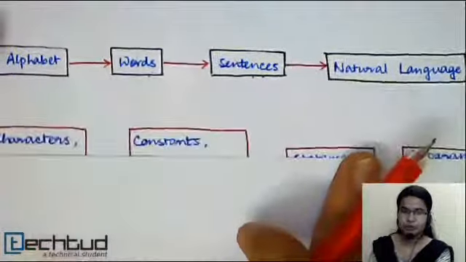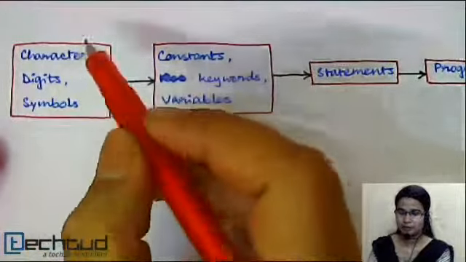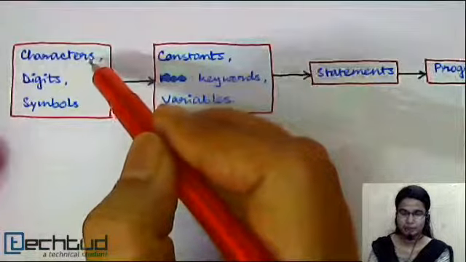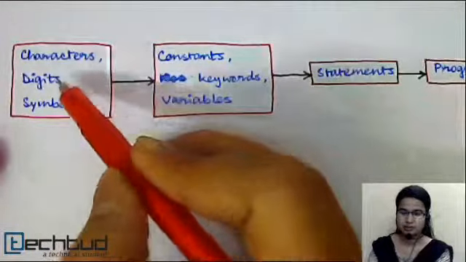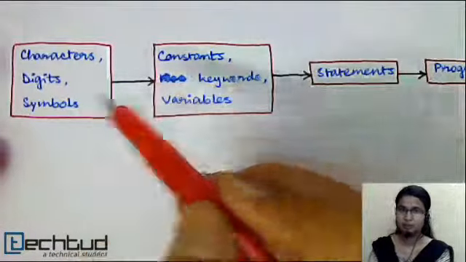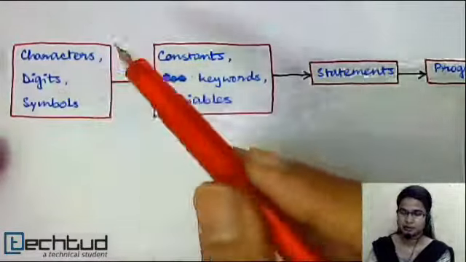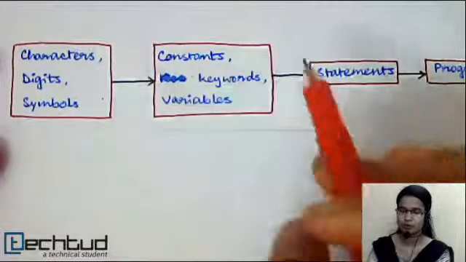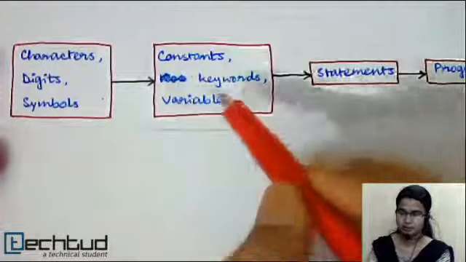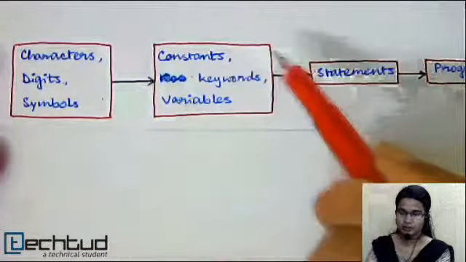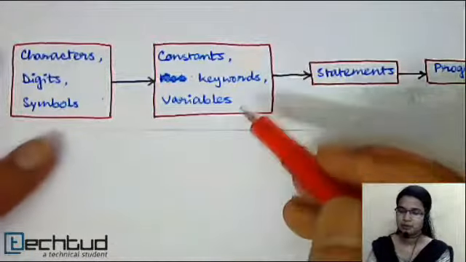Similarly, for a programming language, we have our alphabet set as the set of characters from A to Z, small and capital, then digits and a few symbols which are allowed. From this alphabet set, we take characters, digits and symbols and we form tokens. There are three types of tokens in C language. One is constant, the other one is keywords and the other one is variable, right?